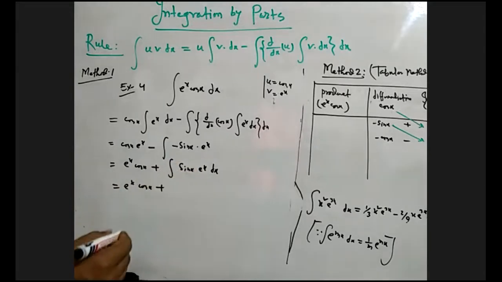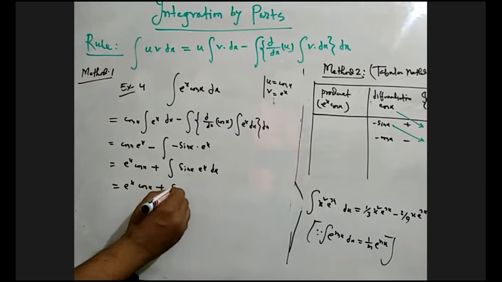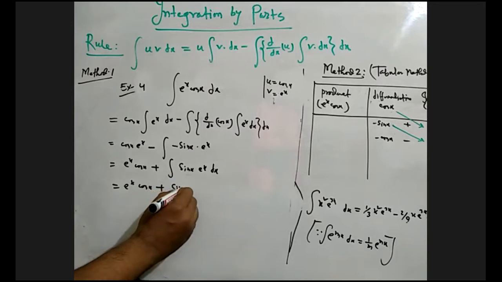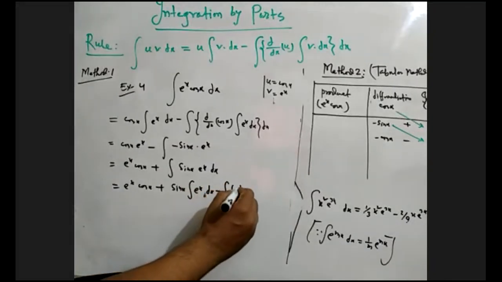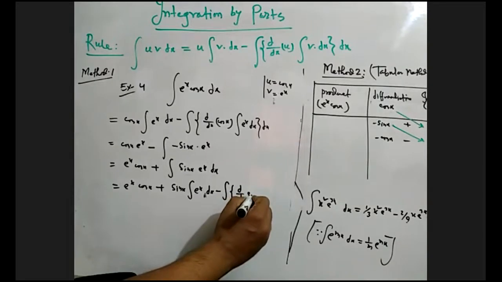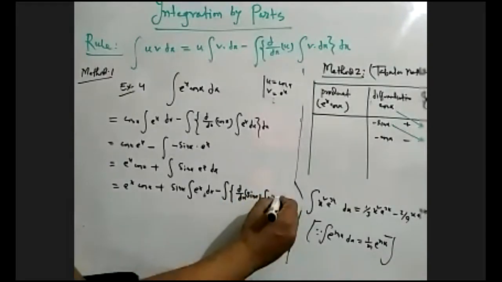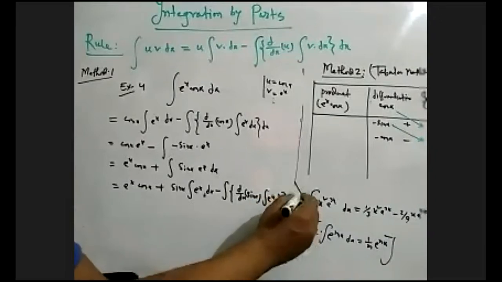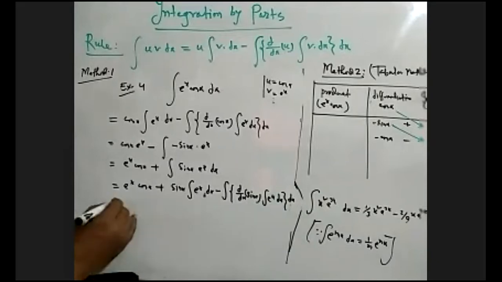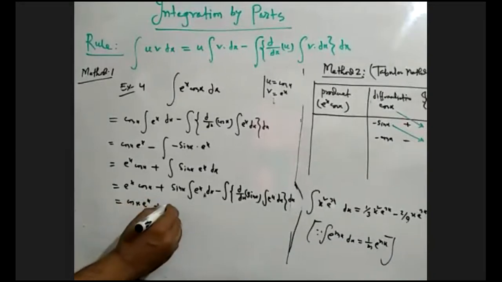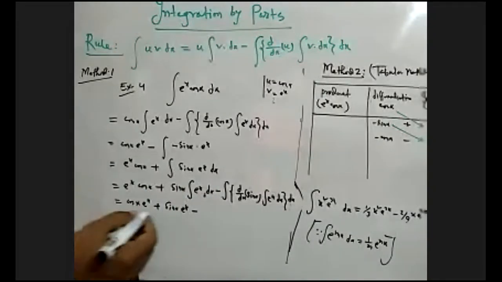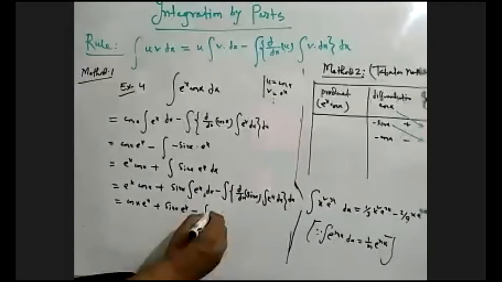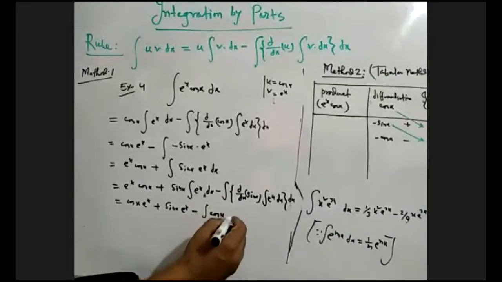Again the UV process. Taking sin x as u, and integration of v is e to the power x, again the integration of their product. Plus sin x e to the power x minus the differentiation of sin x, what? Cos x.